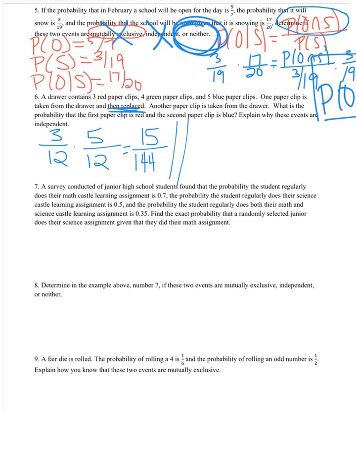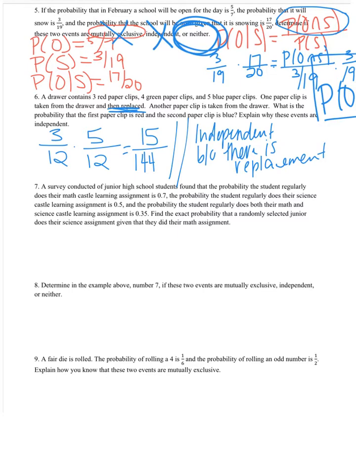Right? So the second question, explain why these events are independent. So this is independent because there is replacement. You're putting it back. So whatever you pulled the first time has no effect on it because you're putting back whatever it is that you took.